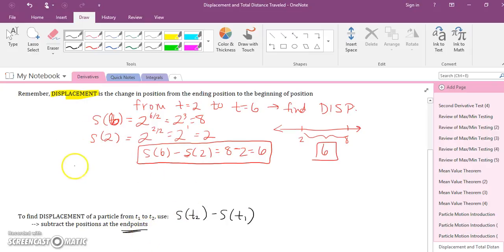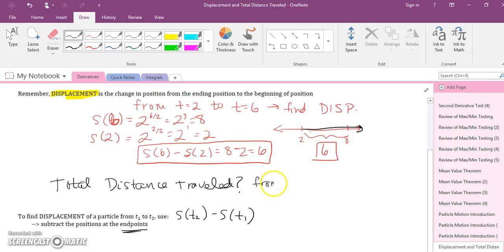Now, this displacement is 6, and our question is, what is the total distance traveled? Because there's technically a very big difference between the two. In this case, since the particle is always moving to the right, the displacement is 6, and the distance it traveled from t equals 2 to t equals 6, that should be a 6 right there.